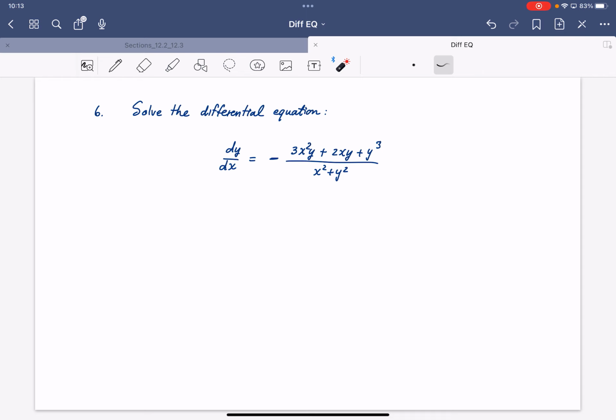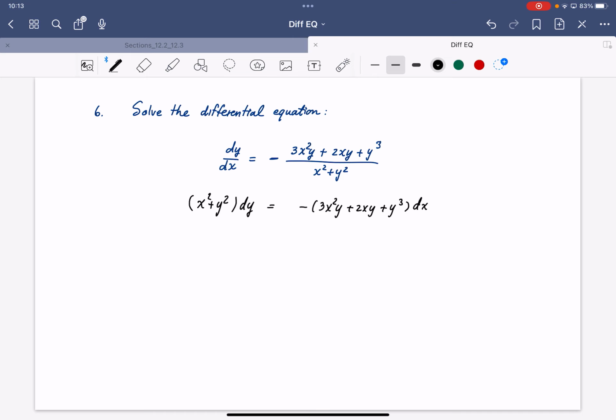First of all, we're gonna simplify. For sure, this is not a separable equation because you have x and y together here, so it cannot be separable. So you simplify it, and you get x squared plus y squared dy, and then minus 3x squared y plus 2xy plus y cubed dx.